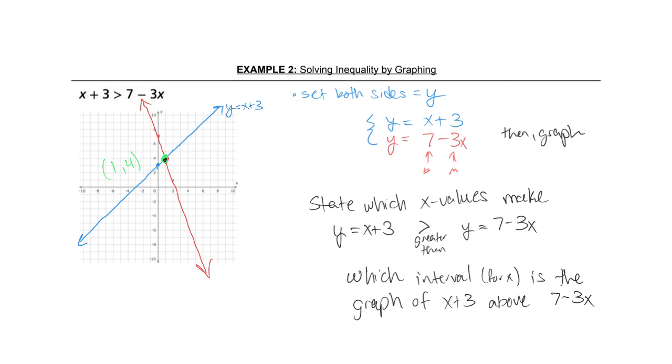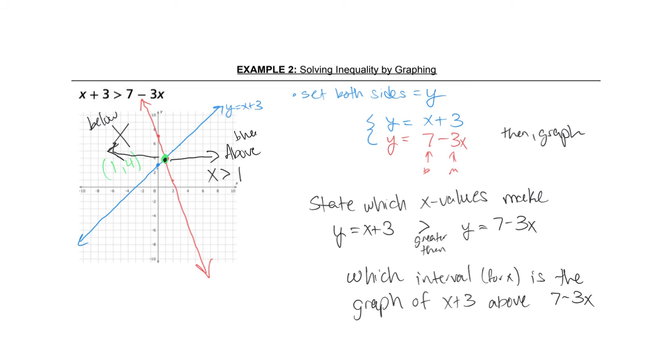So we can see the intersection is at x equals 1. As we look to the left of 1, we can see the blue graph is below the red graph. So if the graph of y equals x plus 3 is below it, that means it's less than. So we're not going to use going to the left. This is below, so we don't use it. Now if we go to the right, where x is greater than 1, we can see this blue graph is above the red graph.